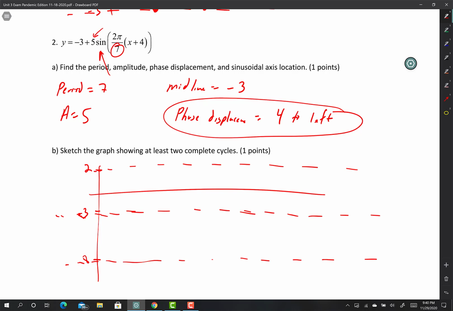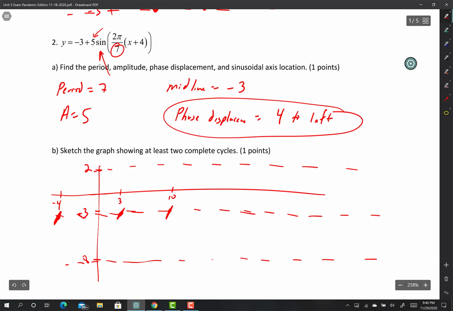So my point of inflection, remember, at -4, right there, is a point of inflection going up. And then the period is 7, so I'm going to add 7 to that: -4 plus 7 is 3. So 3 is right here, and that's another point of inflection going up. Then I add another 7 and I'm at 10. So 10 is right here, and another point of inflection going up.